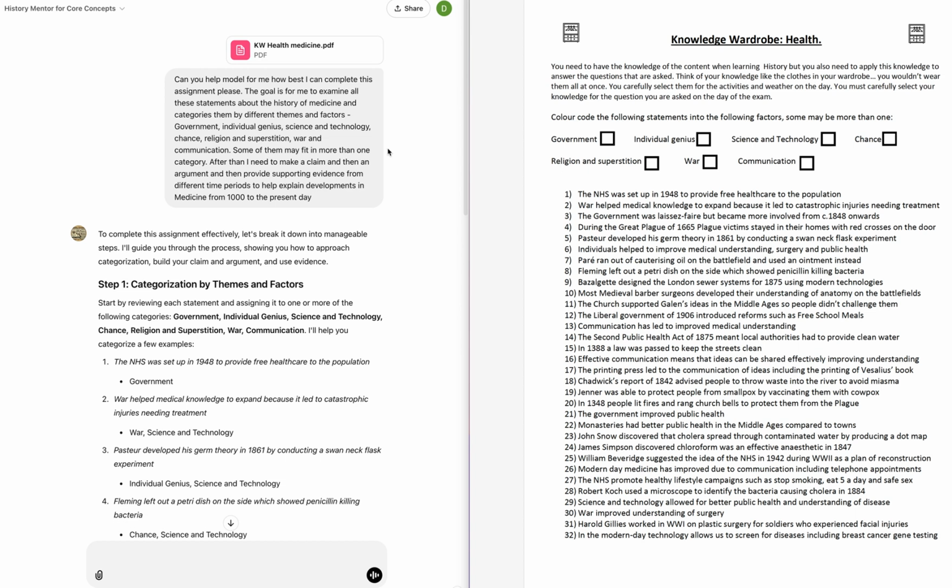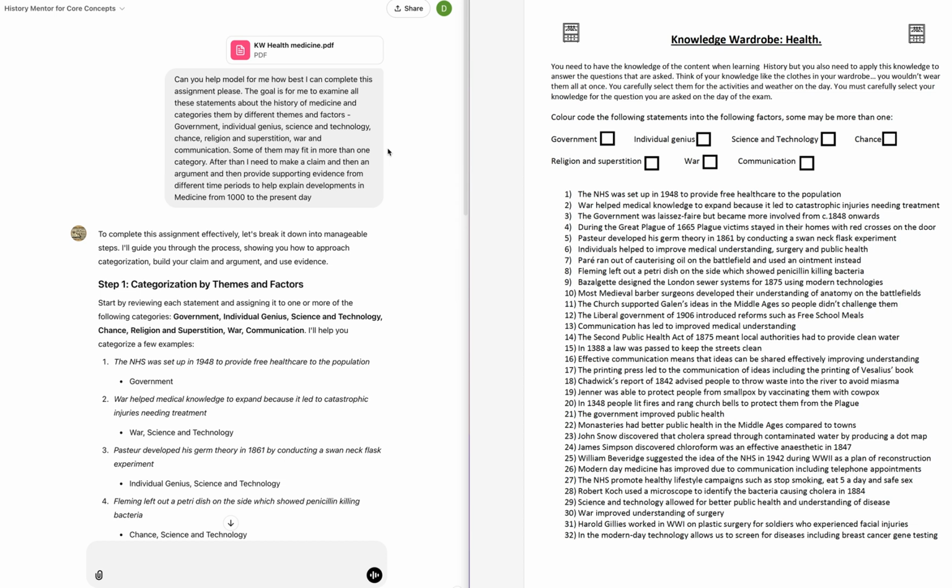help them handle a great deal of information, choose the appropriate information, make claims, get facts, make arguments, and connect. And as you look to your left, this idea of a knowledge wardrobe, where, as it says, you need to have knowledge of the content when learning history, but you also need to apply this knowledge to answer the questions that are asked.